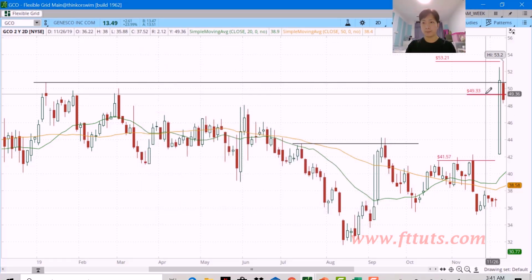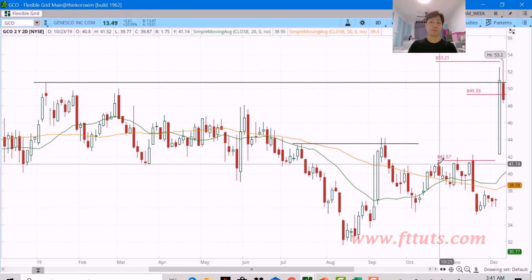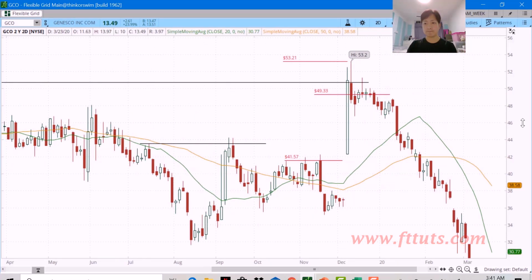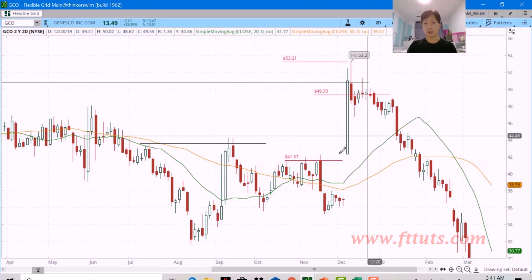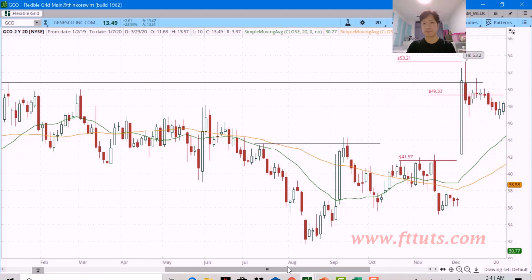So if you shorted here at $49.33, your target is at 41.57. That's your target. And obviously the market did come all the way down. After a very strong buy-up to manipulate and take out the stop loss, the market tanked.